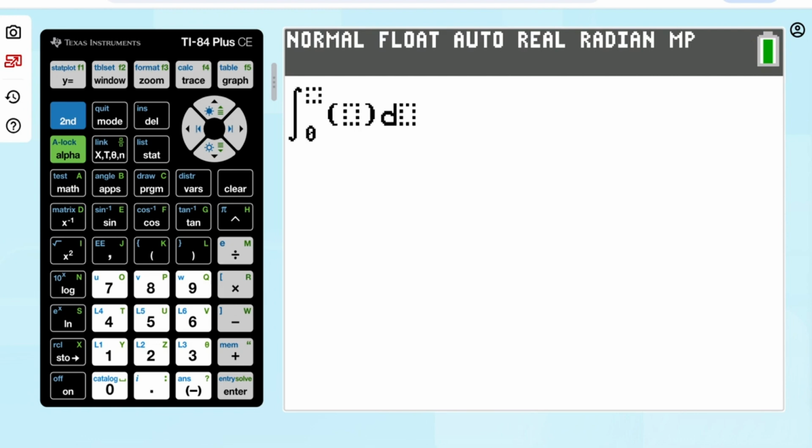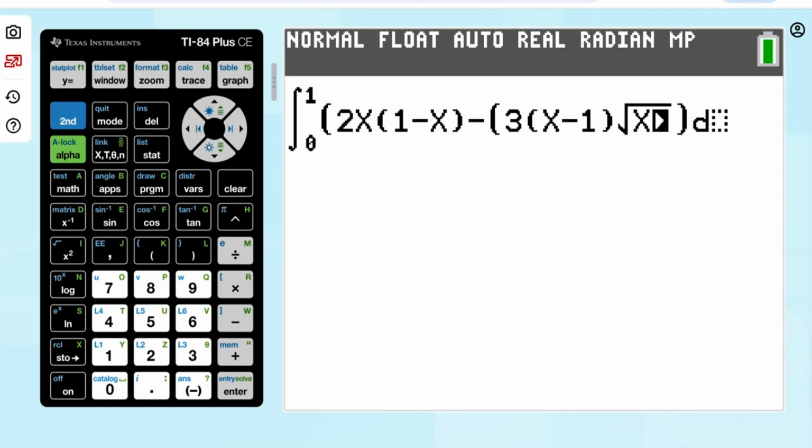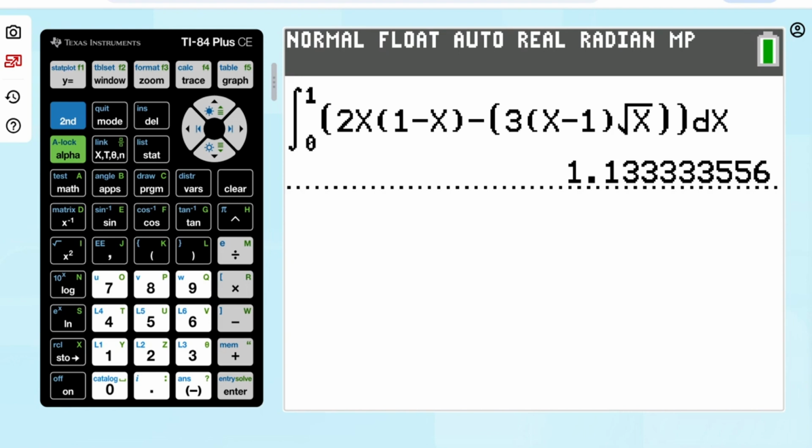And we're going to integrate from 0 to 1. And it'll be the upper function, which was f of x. So that was 2x times 1 minus x. And then we'll subtract from that the lower function, which I'll put in parentheses. It was 3 times x minus 1 times the square root of x. And then we'll just put our dx out there at the end. And looks like we get 1.133.